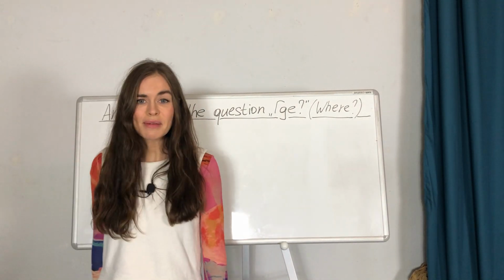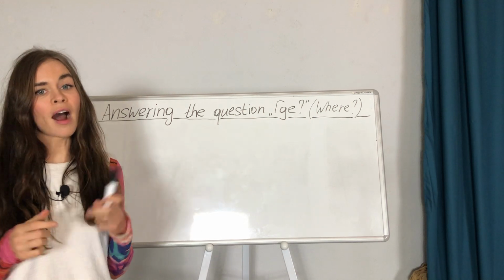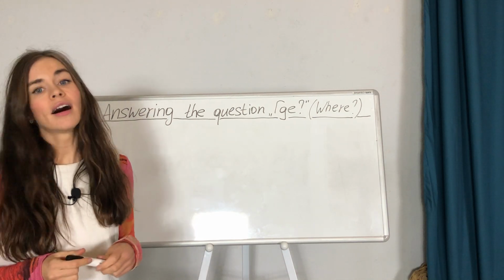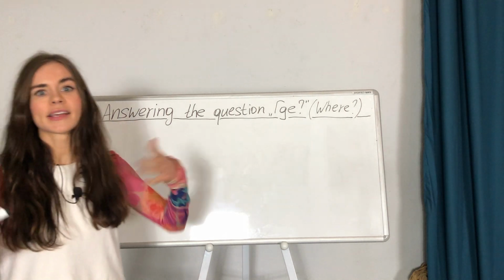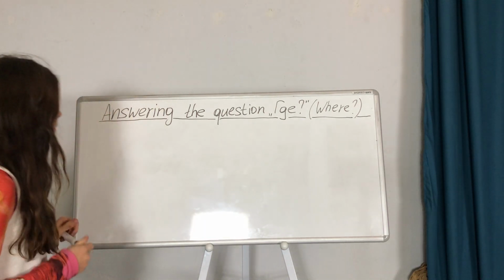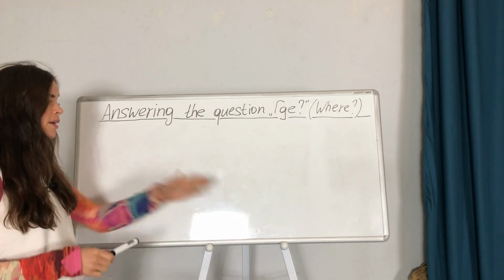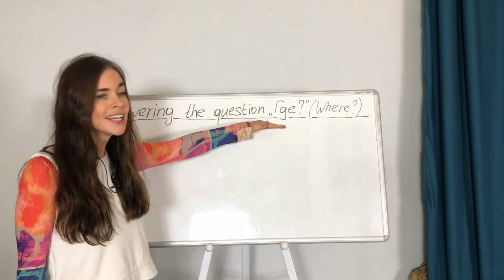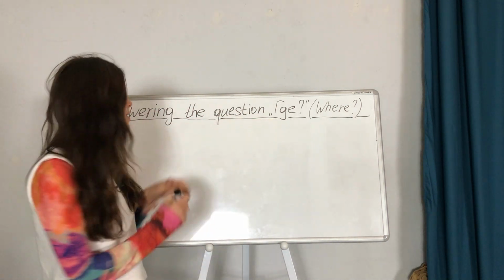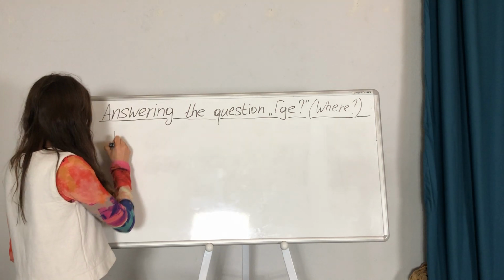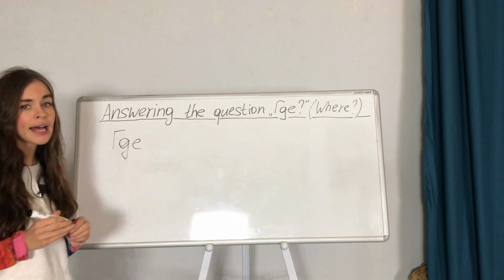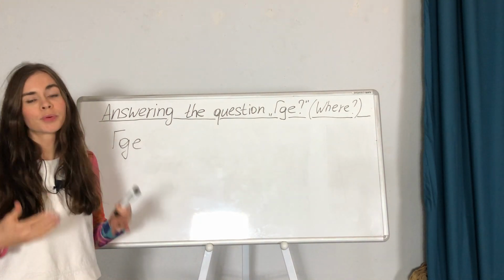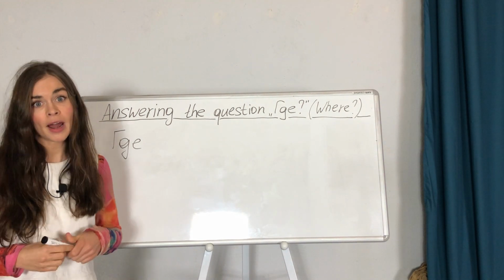Hello everyone, today we will talk about how to ask and answer the question "where are you?" when we are in some place. The question word for "where" is где. After it you put just a noun or a pronoun.